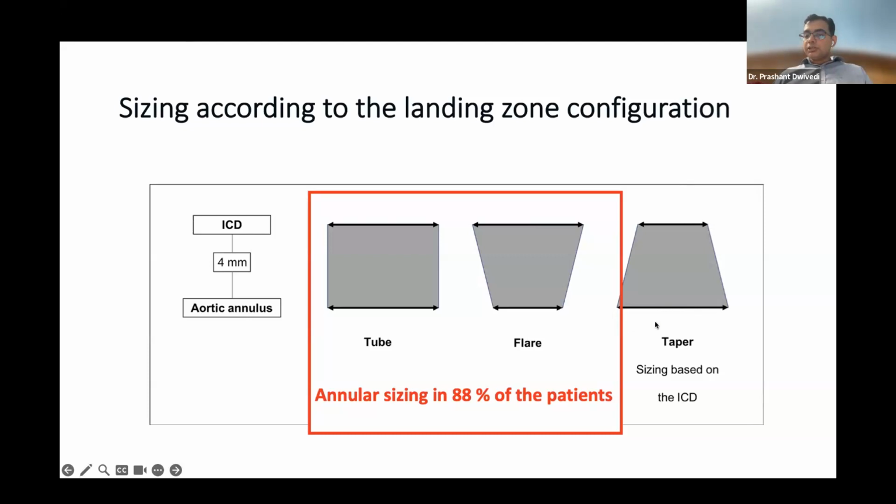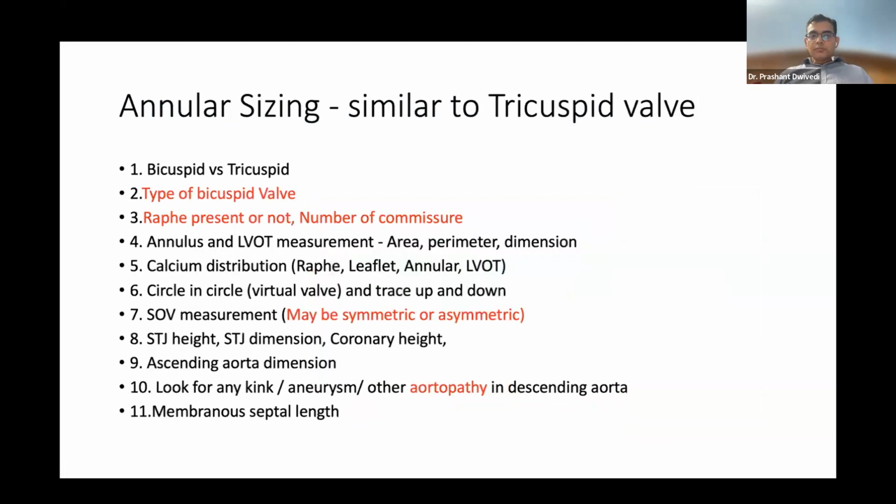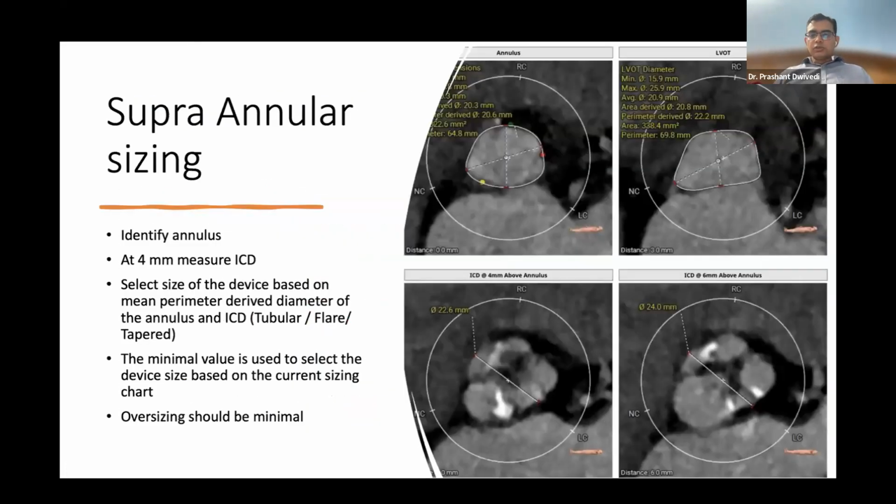If the annulus measurement is high and the supraannular measurement is low, then we will take the lower measurement, that is the supraannular measurement. So overall, 88% of the time, we can still go with the annular sizing for the bicuspid aortic valve. Only 10 to 12% of patients will require supraannular sizing. But we need to understand whether the valve is going to behave like a tube, flare, or taper.